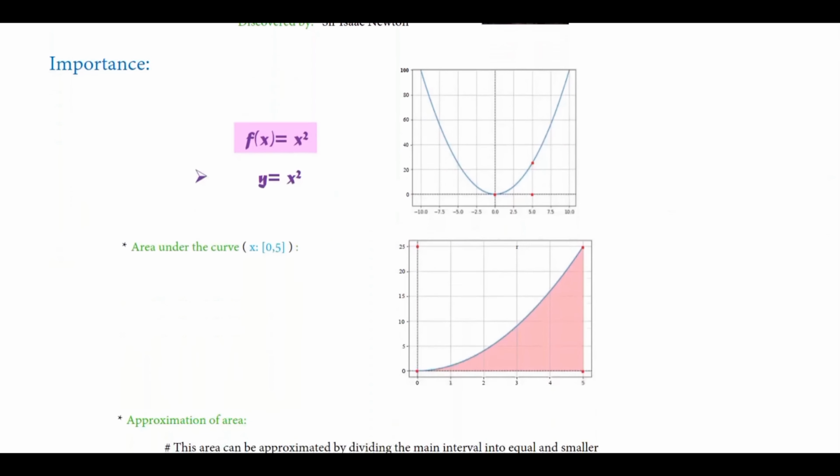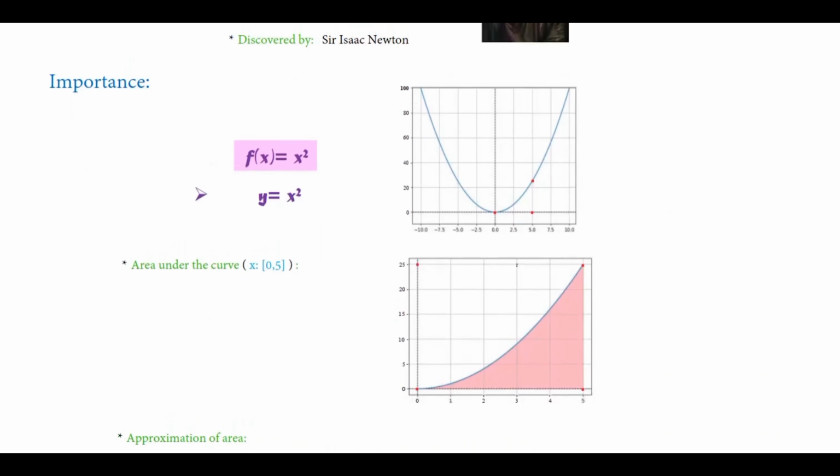Now, let us see why integration is so important. Let us take a simple function f(x) equals x square. We can also write it as y equals x square. Here is the graph of this function, which is an upward parabola. If we restrict the x-axis of this graph from x equals 0 to 5, then this graph will look like this. The area under this curve from x equals 0 to 5 is shown in red color here.